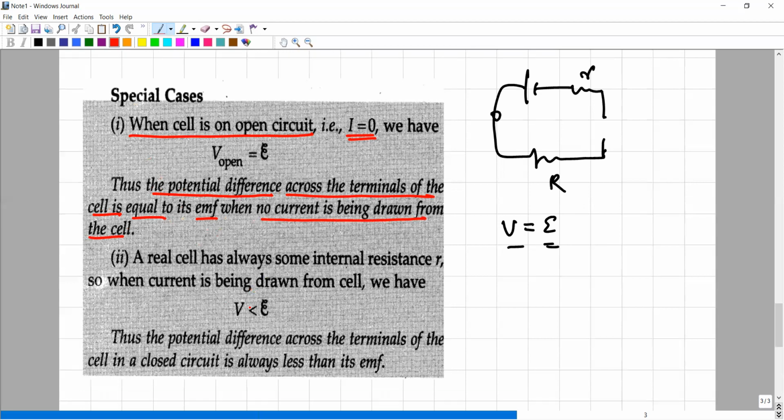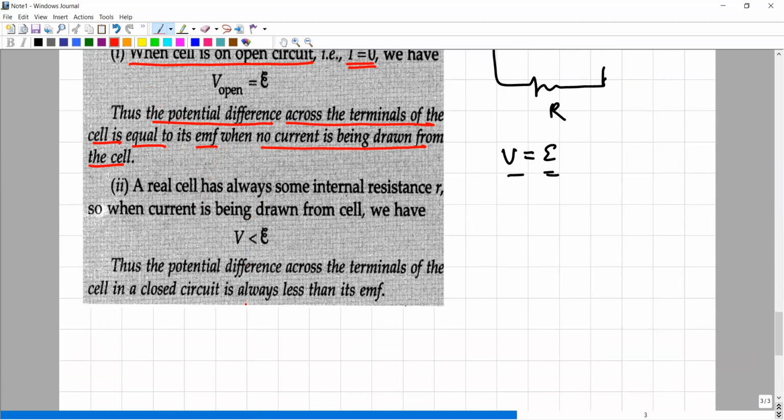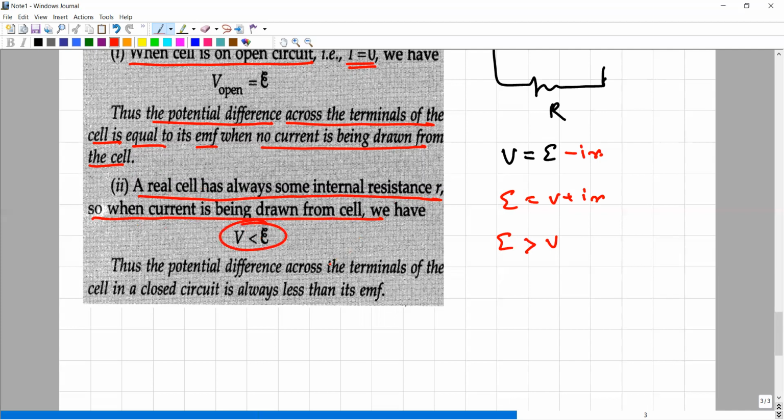The second condition is when the current is flowing. So when the current is flowing, your expression will be V equals E minus Ir, that is E is equal to V plus Ir. That means the EMF will always be more than the potential difference, because a real cell always has some internal resistance r. So when a current is being drawn from the cell, the EMF will always be more than the potential difference.